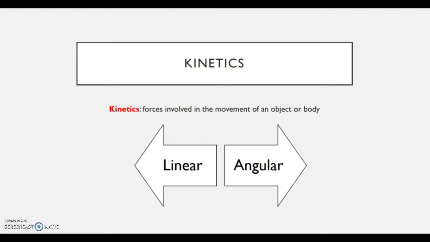This describes the causes of motion. So linear involves both rectilinear and curvilinear, looking at forces, gravity, mass, weight, whereas angular kinetics looks at specifically levers.